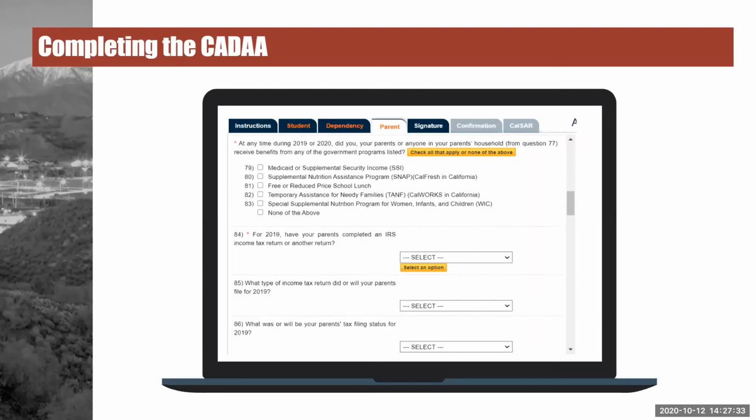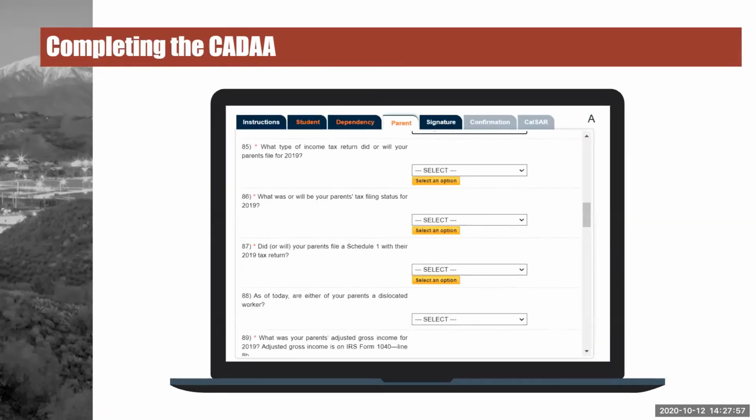If your parents did not file and were not required to file taxes, you can report will not file, at which point you will answer whether they earned any income from working in 2019. If they did earn income, you will need to report the amount. If they did not work at all in 2019, you may report $0 as their income earned from working.